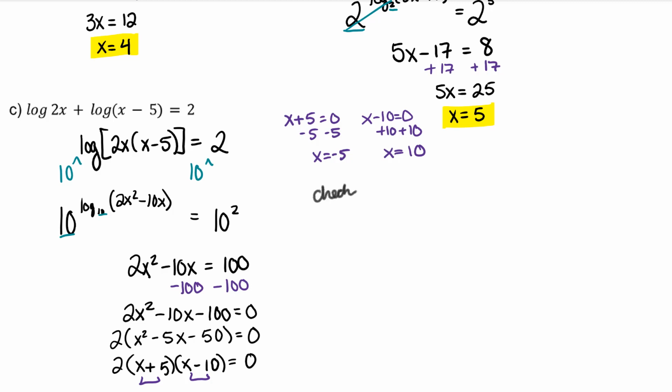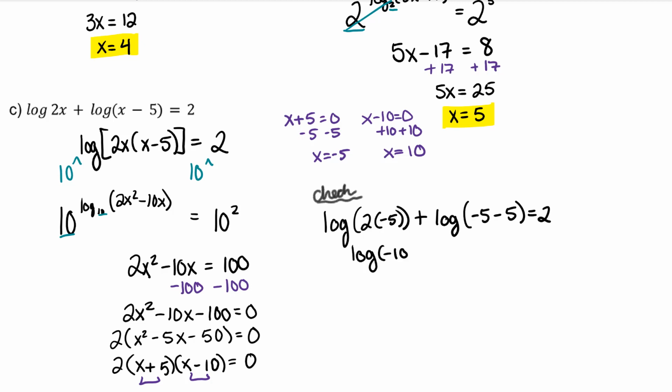Let's check. Uh-oh, you're not allowed to take the log of a negative. It's undefined. So because log of negative 10 is undefined, negative 5 is not a solution for our logarithmic equation. It is extraneous.